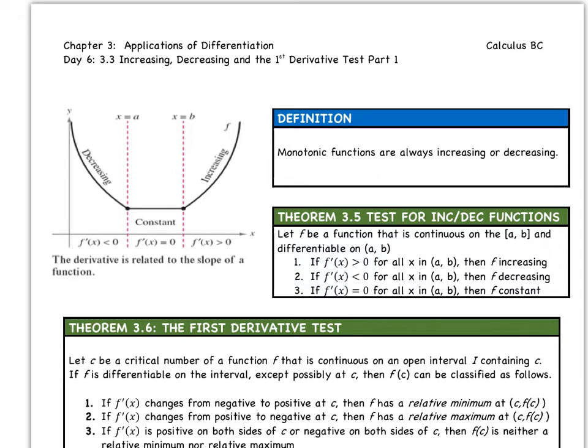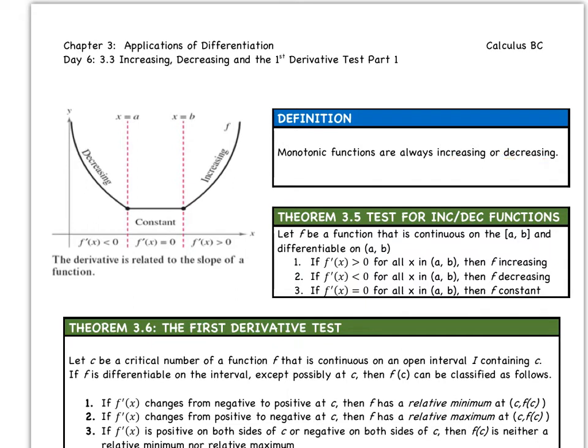Okay, so we're going to talk about increasing and decreasing, when the function is increasing and decreasing, and we'll be able to do this by looking at the first derivative. And then we're going to talk about the first derivative test, which allows us to find if there's any relative extrema on the interval. So to get started, let's just define what monotonic functions are. Monotonic functions are always increasing or they're always decreasing. So it's one or the other.